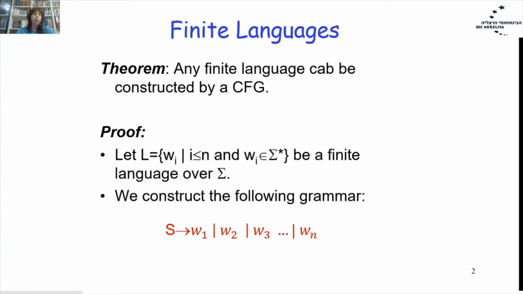I would like to remind you that any finite language can be constructed by a context-free grammar. Let L be some finite language with words Wi, where i is less than or equal to n, and Wi belongs to sigma star. We can construct the following grammar: S derives the first word, S derives the second word, S derives the next word, until the last word, S derives Wn.